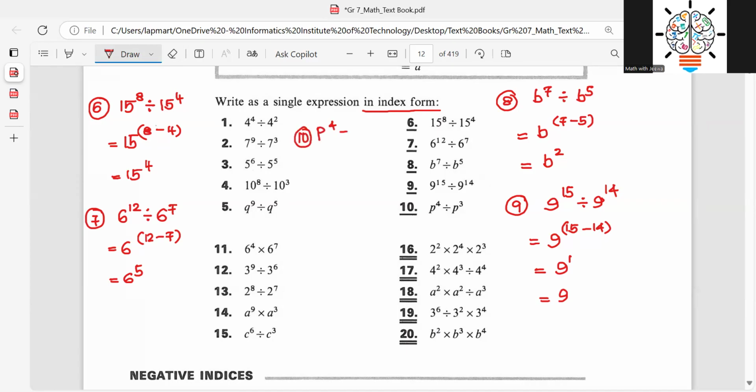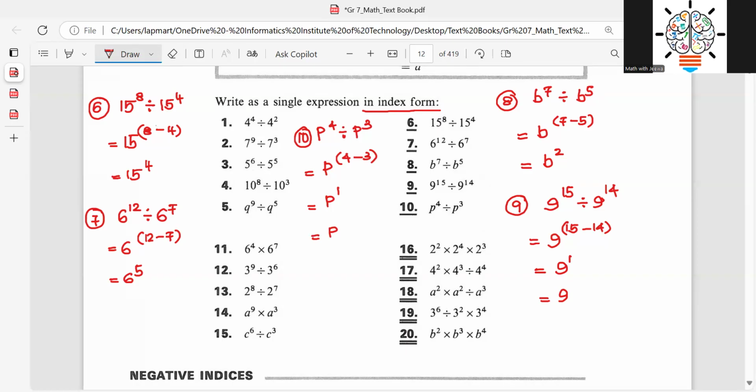Then we will take the last one, the 10th one, p to the power of 4 divided by p to the power of 3. You can subtract: p to the power of 4 minus 3. The answer is p to the power of 1, and then the answer is p. That p to the power of 1 is the most suitable answer. Please check whether you have done according to these steps and got the same answers. If not, please double check your answers.